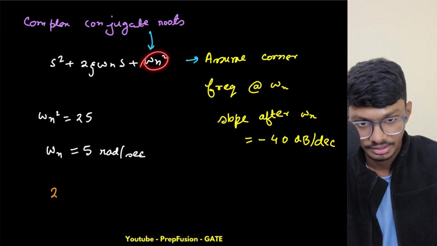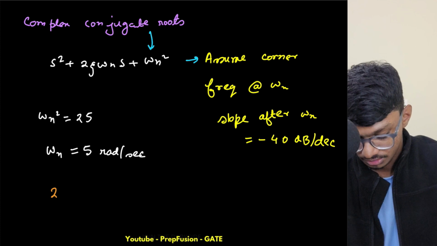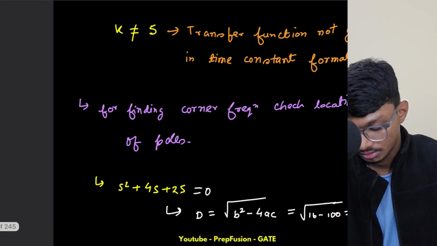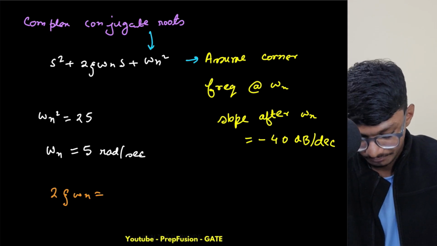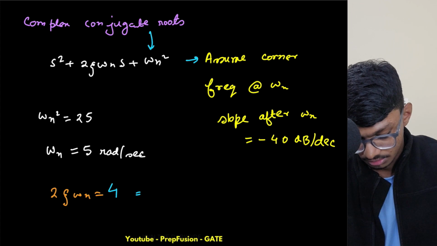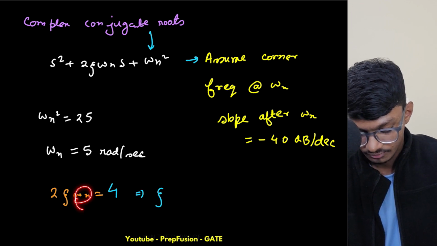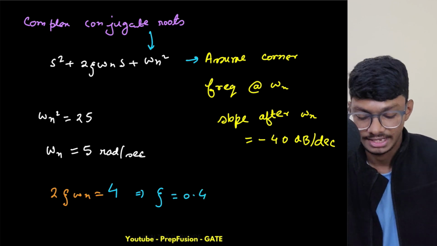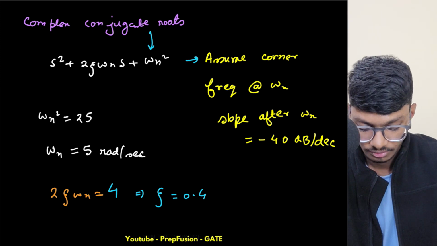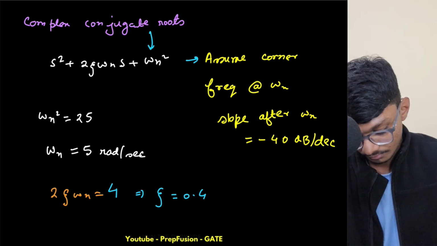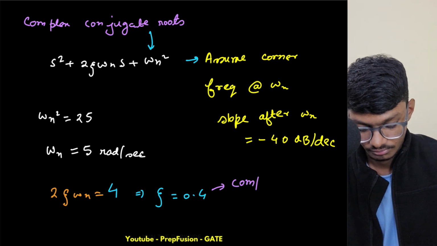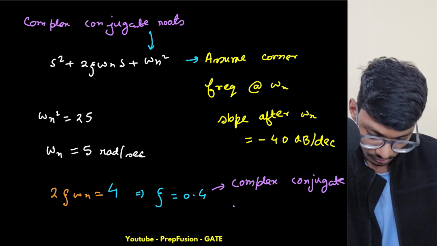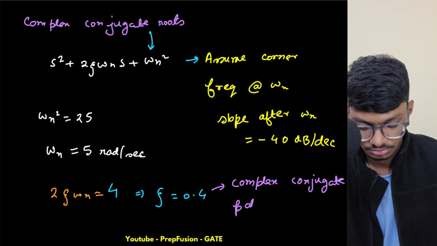So you just compare this with omega n square, and then you put omega n in this equation. So 2 zeta omega n equals to what? 4. Equals to 4. So now if you put this equals to 4, your zeta will be, so this omega n is 5. So 10 zeta equals 4. Zeta is 0.4. That means my zeta is 0.4. That means it is lying between 0 to 1. That means I have complex conjugate poles. Complex conjugate poles. Okay.